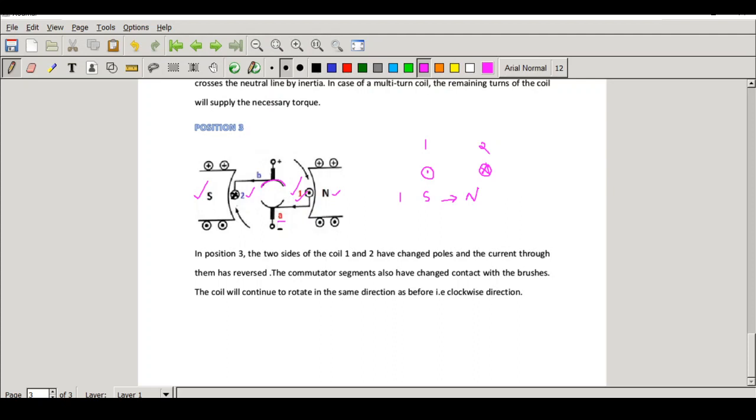Now what is the use of this change in the direction of the current? It will ensure a unidirectional torque. See here the force acting. The force is acting in the clockwise direction. So since the force is acting in the same direction, this force into the distance moved by the conductor will give the torque. So this is how you get a very important thing, that is unidirectional torque. Whenever we are learning about a motor, the most important terms which we learn are speed and torque. So what is torque? Torque is force into distance.